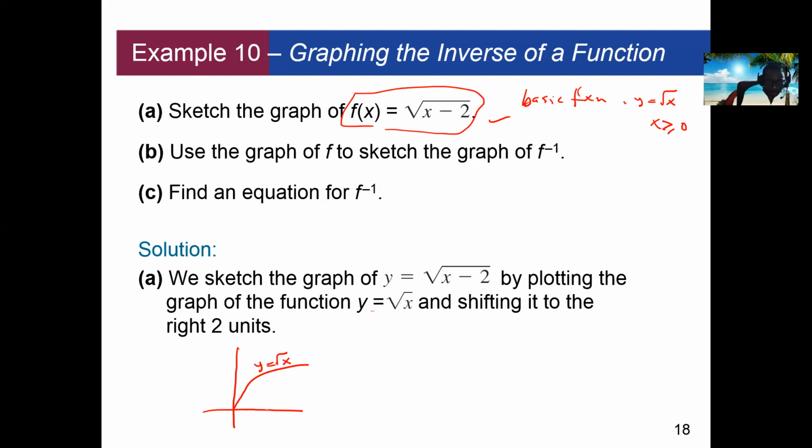So this point (1, 1) moves 2 units to the right, and that becomes this graph. So this is y equal to the square root of x minus 2. Now, if I have this graph, the purple one, I want to reflect it in the line y equal to x and get that. So let's see how we do that in part B.